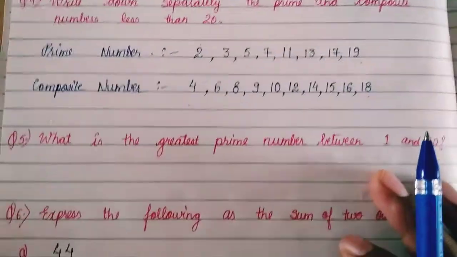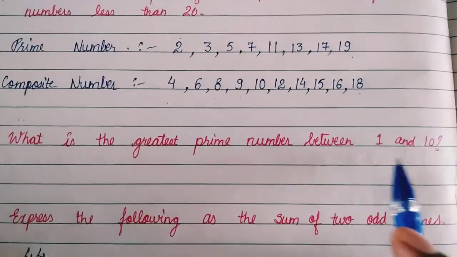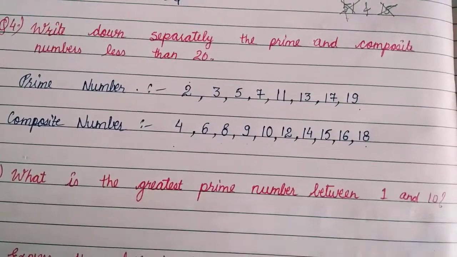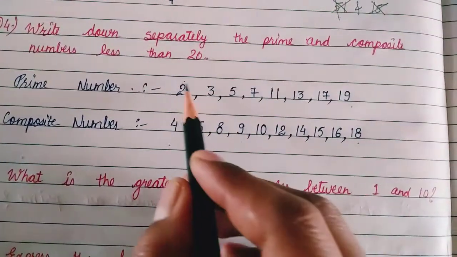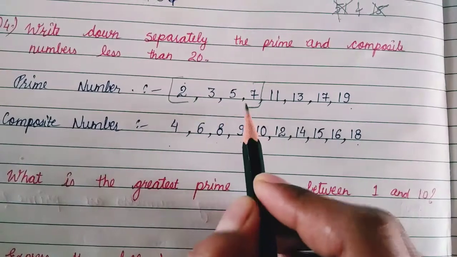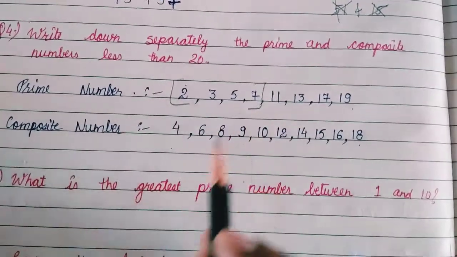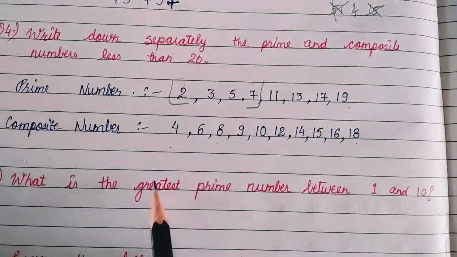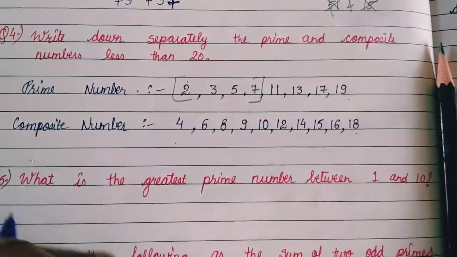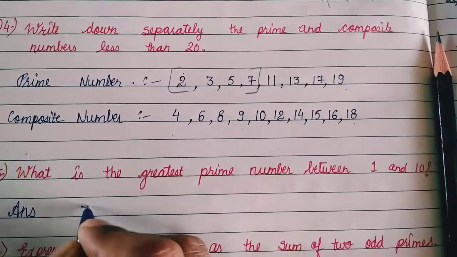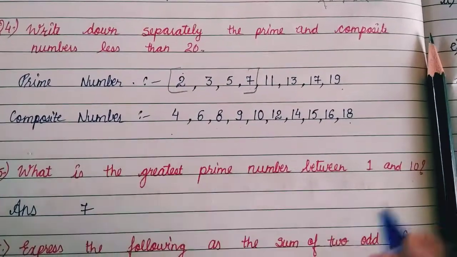Now question number 5 is, what is the greatest prime number between 1 and 10? So prime numbers between 1 and 10 are only these 4: 2, 3, 5 and 7. You can simply see which is the greatest in these 4. So the answer is 7. You can simply see 7 is the greatest prime number between 1 and 10.